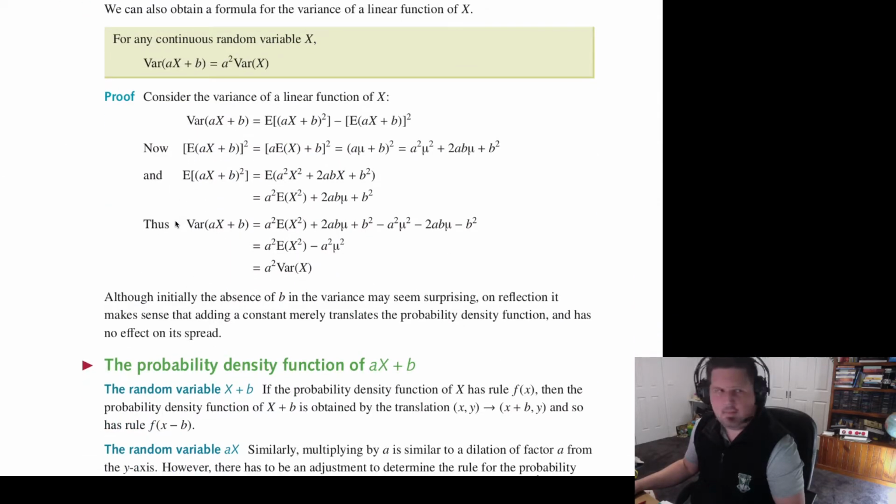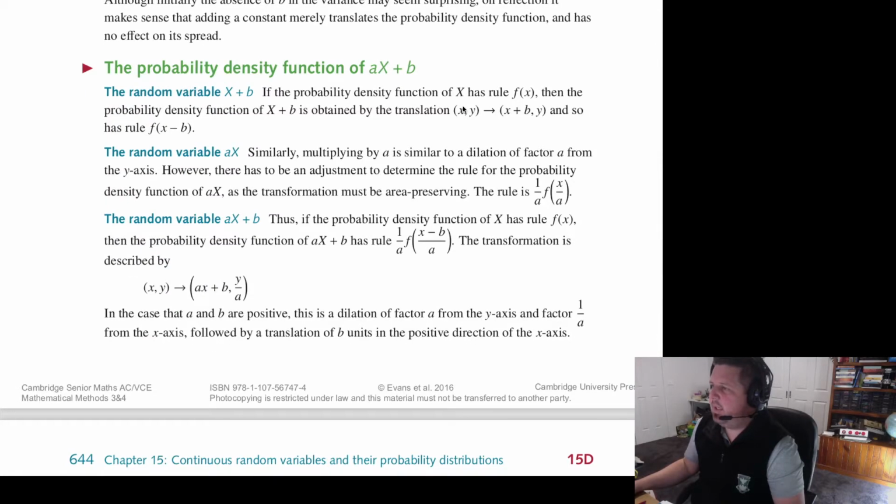The same sort of thing can be applied for variance with a linear function of x. If you are getting the variance of ax plus b, the formula says it's just the a value squared multiplied by the variance of x, which is useful. So please make a note of those. Some other things, again, with these linear functions.